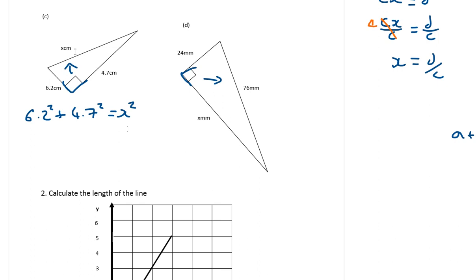So 6.2 squared plus 4.7 squared, and that gives me 60.53. And I want to get x on its own, so then I need to square root both sides. So I'm going to square root 60.53, and that gives me 7.78. And all that's saying is 7.78 times 7.78 gives me 60.53. Close enough, I've just rounded that off. And our units are centimetres.